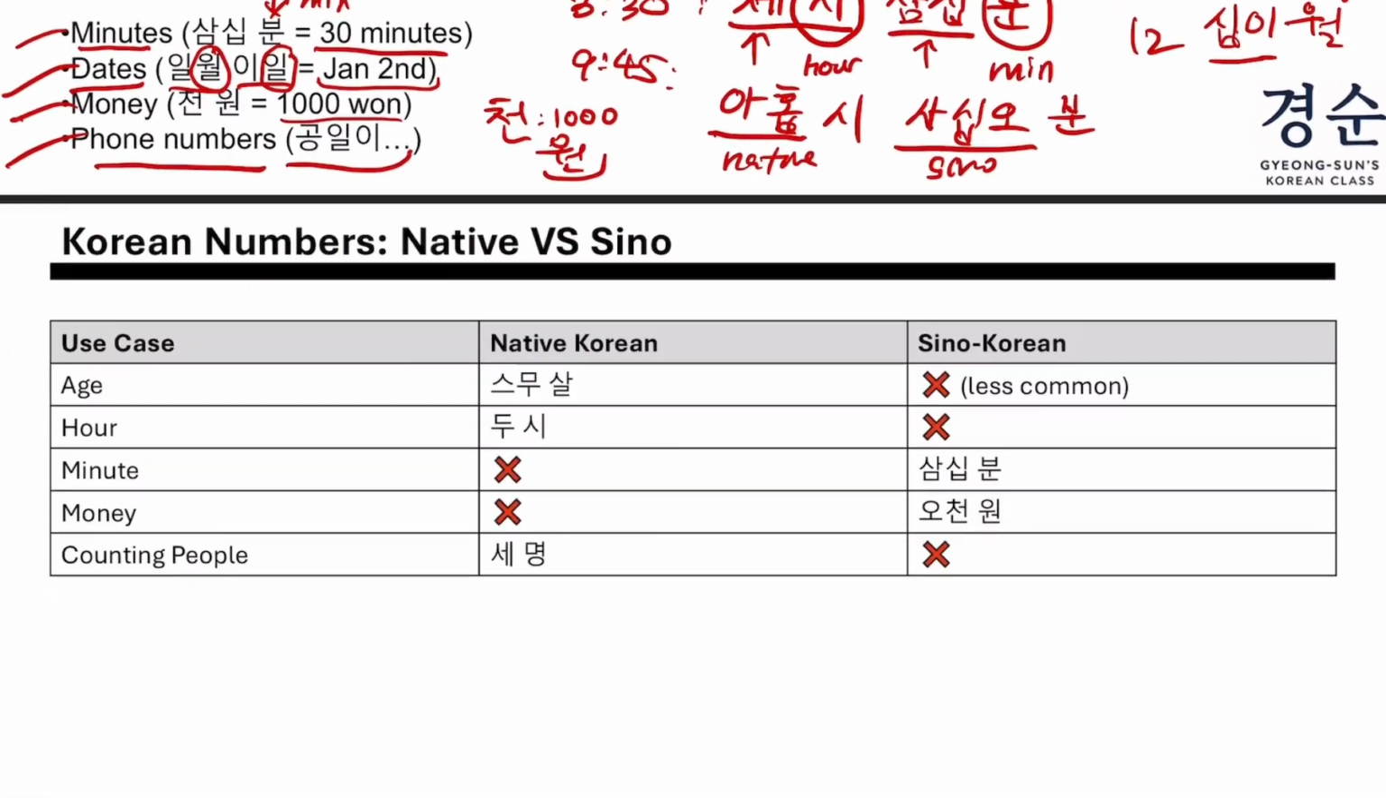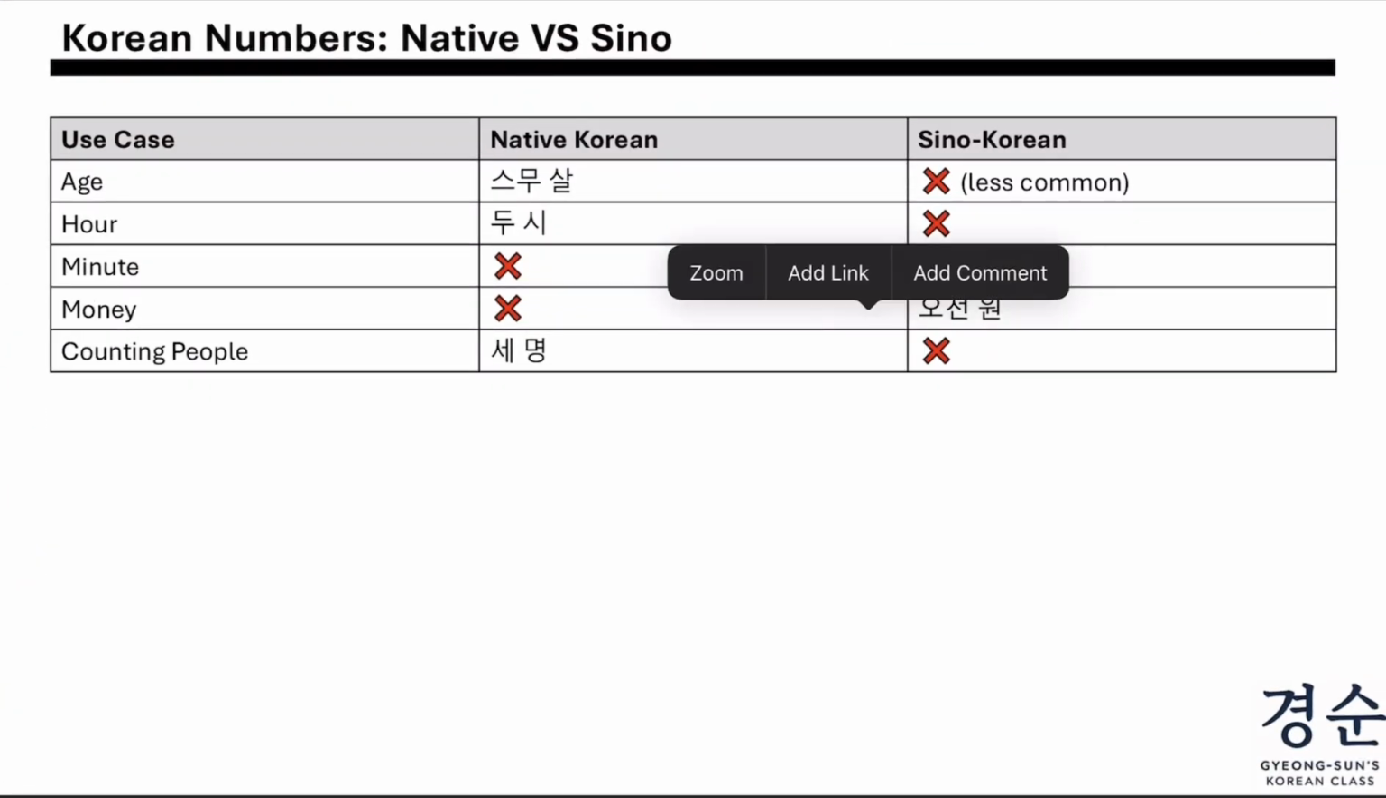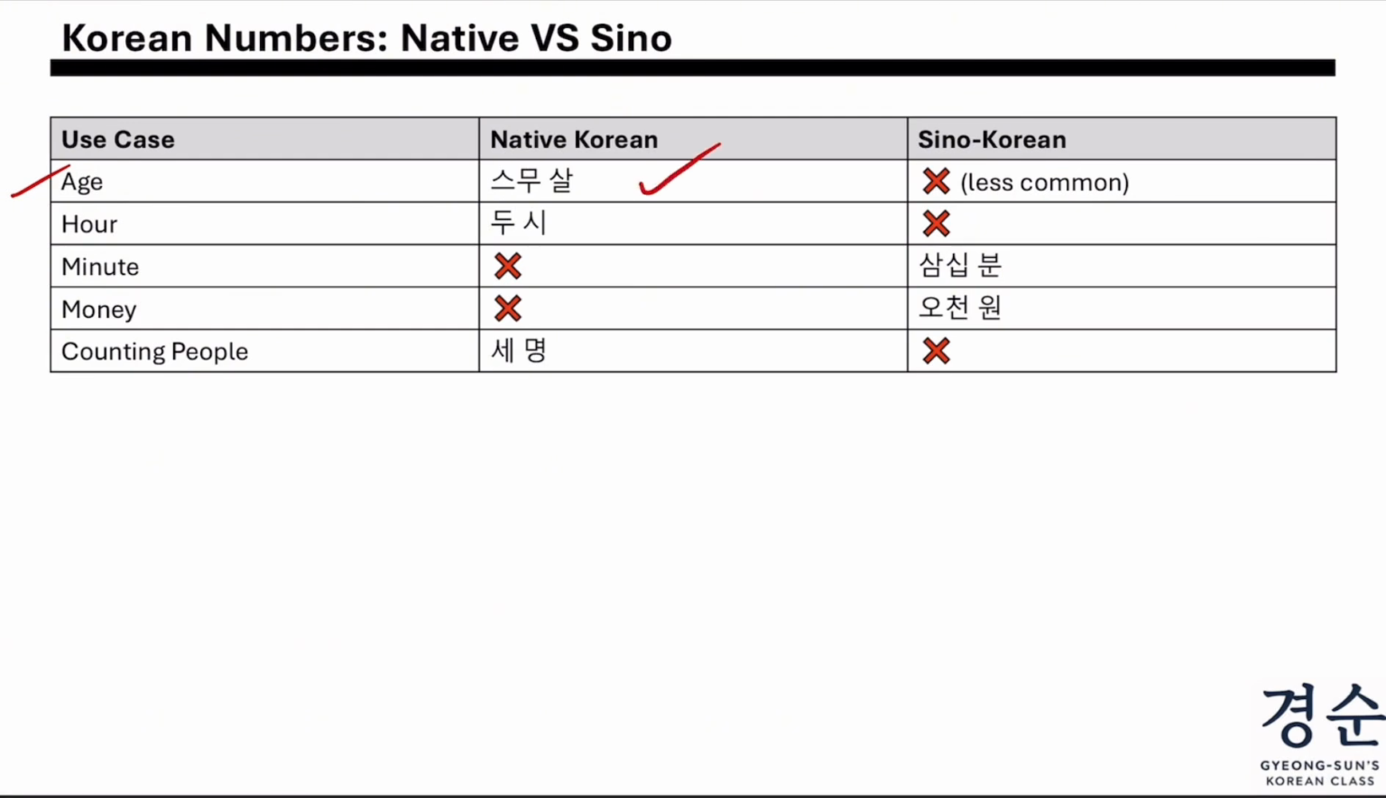So let's see the summary of the situations. When do you use which? Okay, first one, age. Do you still remember? For age, what set of numbers do we use? Yes, we use native Korean numbers, 스무 살. Basically, 20 is 스무, right?